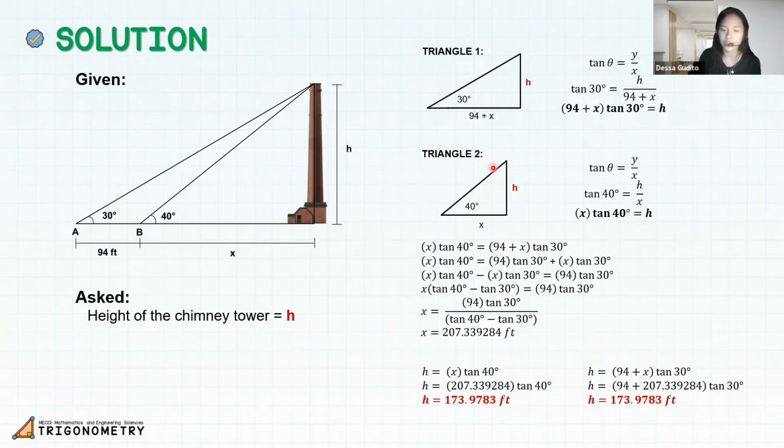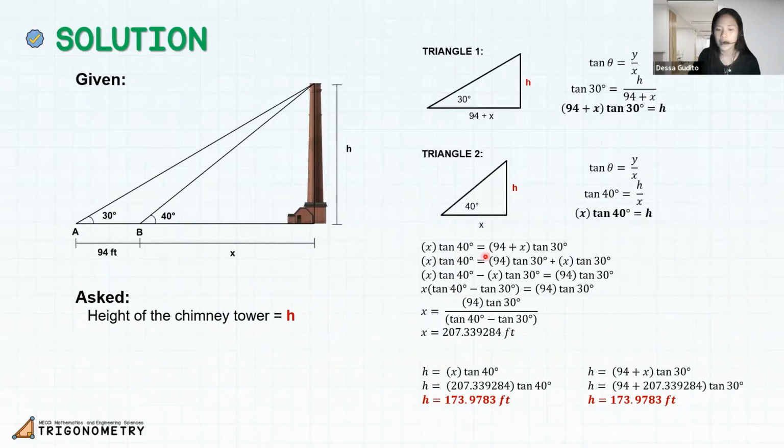Then moving on to the second triangle, tangent of theta is equal to y over x. So our equation is tangent of 40 degrees is equal to h, which is the opposite again, and the adjacent side is x only. Then we have our simplified equation, which is x tangent of 40 is equal to h. So we can equate the two equations, since we know that our h is equal in both triangle 1 and triangle 2. So this is the combined equation we have here: x tangent of 40 is equal to 94 plus x multiplied by tangent of 30.